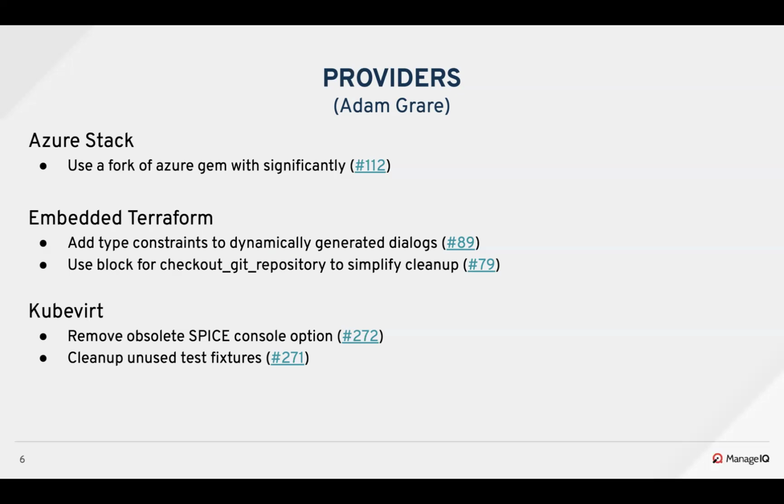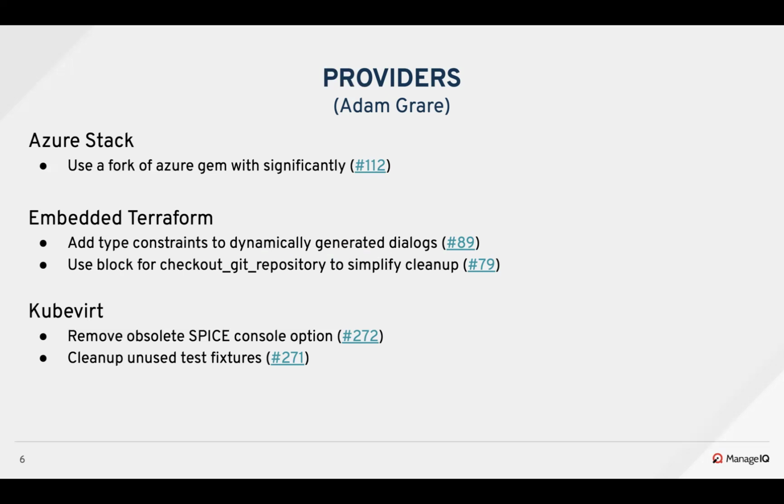For embedded Terraform, we added the type constraints for dynamically generated dialogues so that if a Terraform template requires a string or a Boolean or an integer, we make sure that whatever value you entered into the dialog in the service catalog matches that type constraint. We also added a block version of checkout Git repository to clean up the Git repo as part of the block.